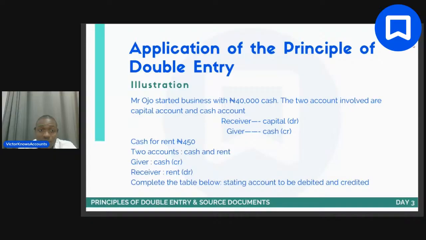All right. Mr. Ojo and his business. So Mr. Ojo is giving to his business. Now, the two accounts that will now be involved are what? Because Mr. Ojo is starting a business, the money used to start a business is called what? Capital. So that's the capital account. The other account is the cash account. And why is that? It is because the money is in cash. Don't forget, capital can be in cash or kind.